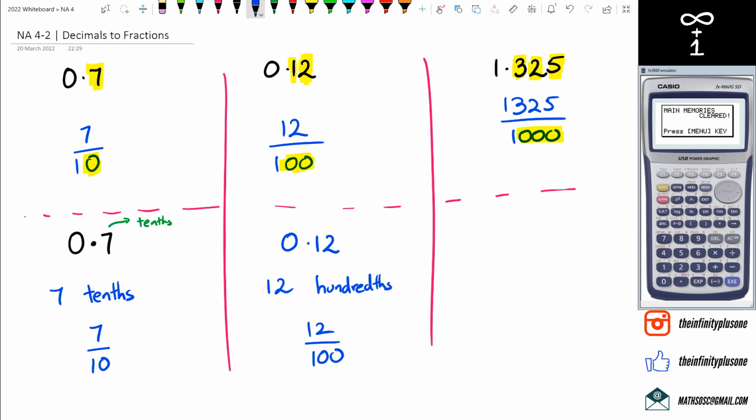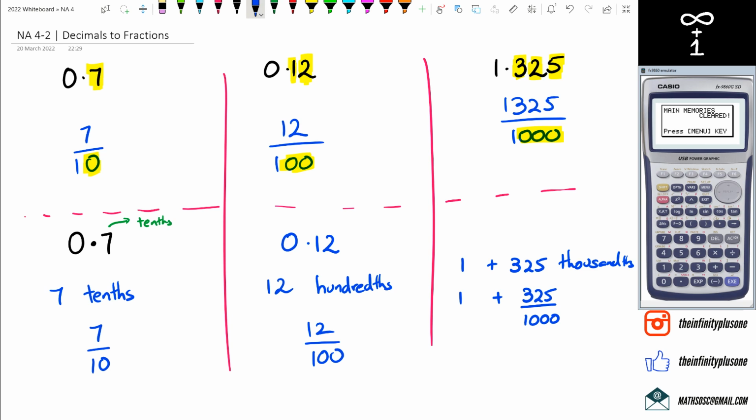And finally, with the last one, you've got one whole. So one whole is just going to be by itself. That's one whole right there. Plus 0.325, which is 325 thousandths. So we're going to write this as 325 thousandths. And what we can also say, 1 by itself is just 1. So we're going to get 1 plus 325 over 1,000. And of course, you could just write this as 1,325 over 1,000.